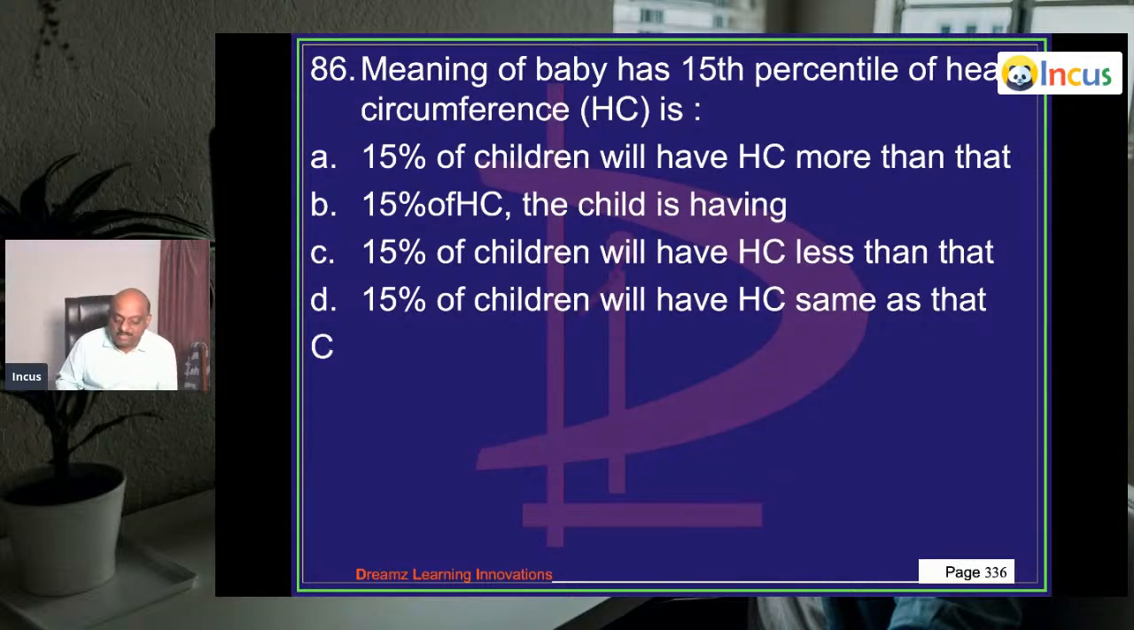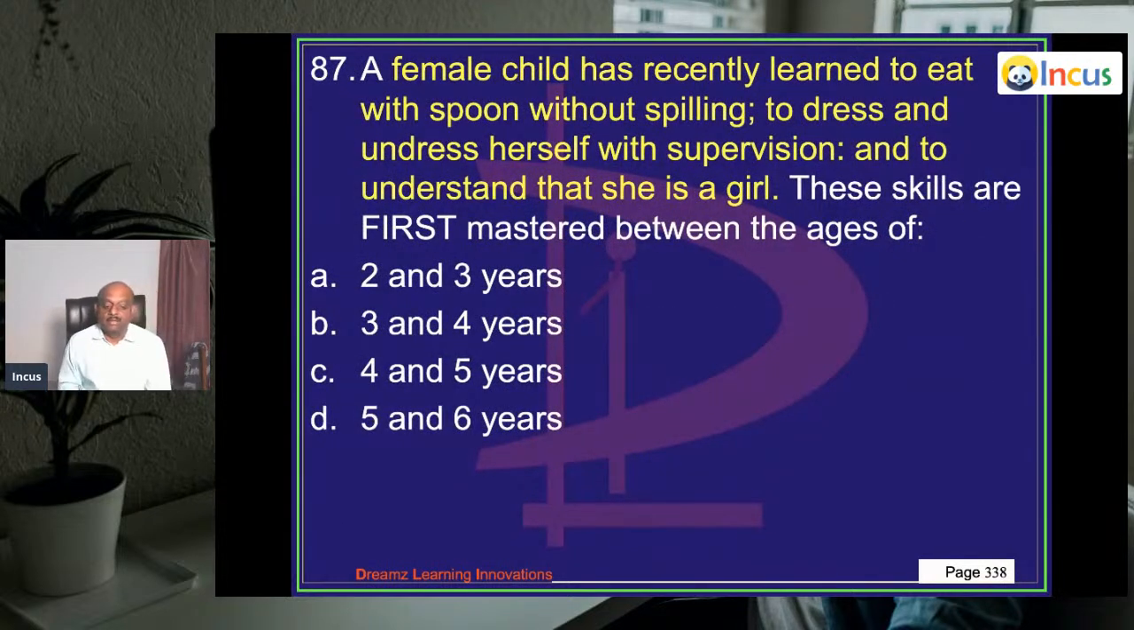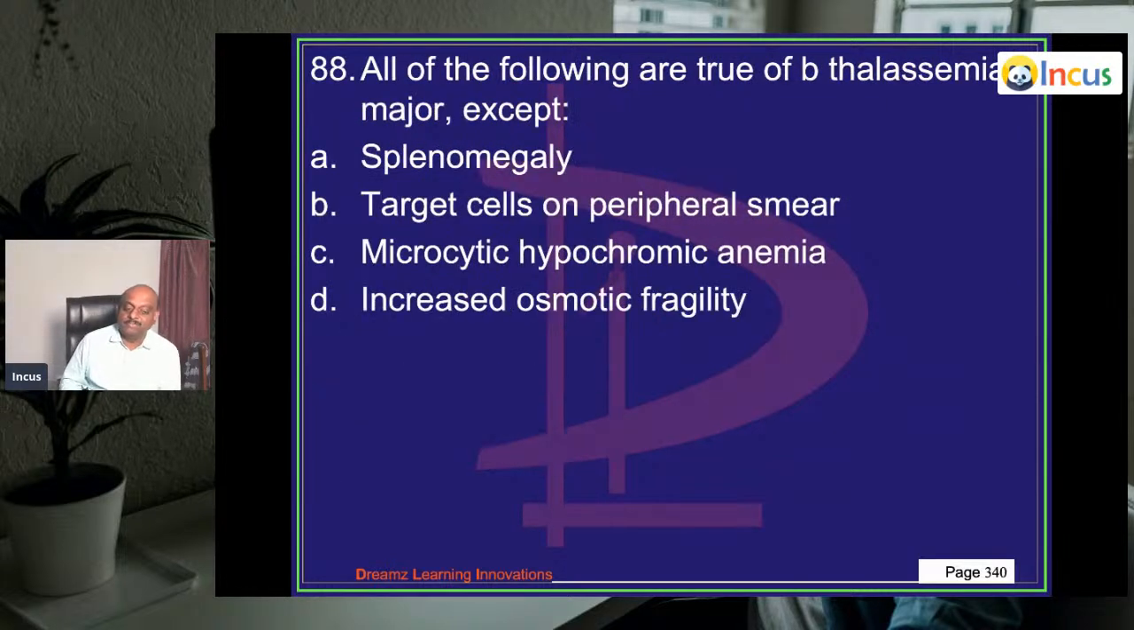15th percentile of head circumference means 15% of children will have head circumference less than that. Eating with the spoon without spilling, dressing and undressing herself with supervision, and understanding that she is a girl: by what age? 2 to 3 years.